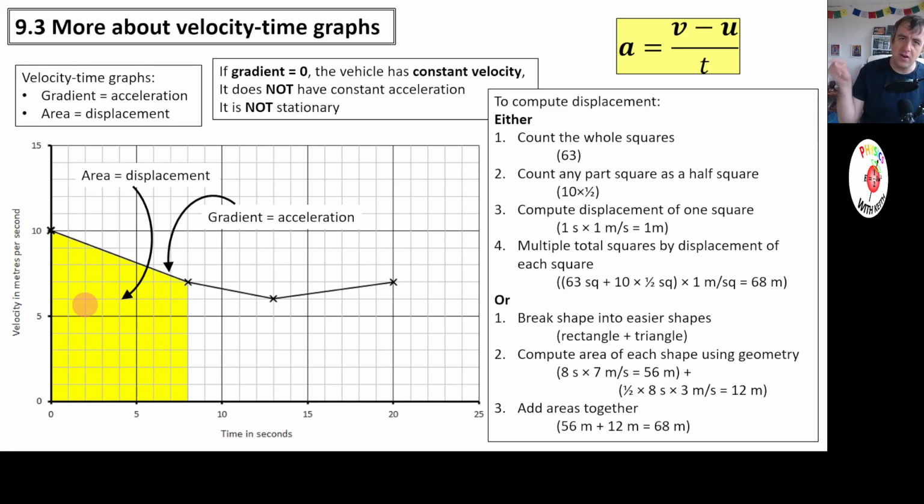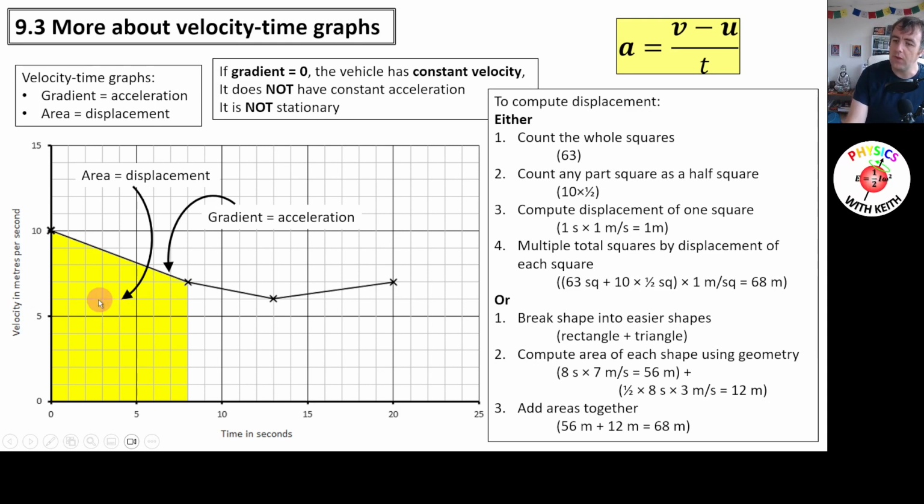Not to be confused with on a displacement time graph, where the gradient was velocity and the area had no physical significance at all. Or on a distance time graph, where the gradient was speed and the area had no physical significance at all. So the area here is the displacement.